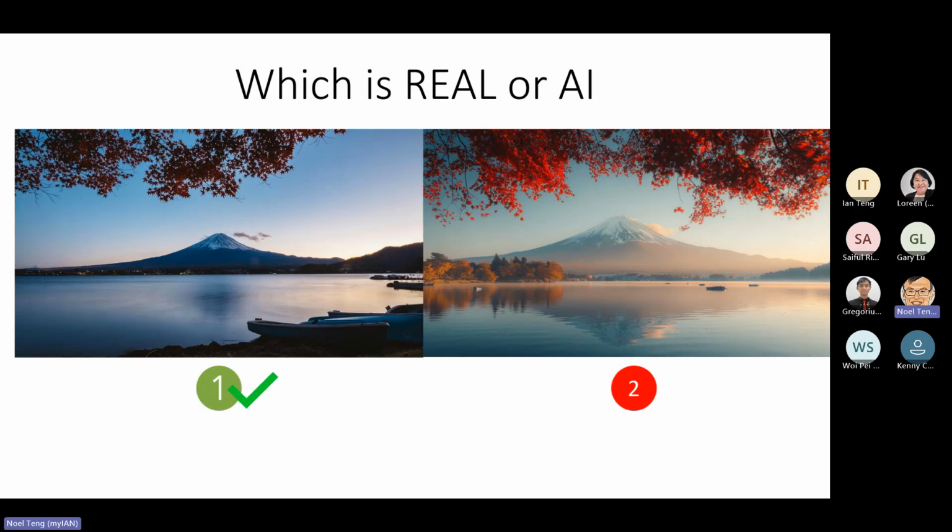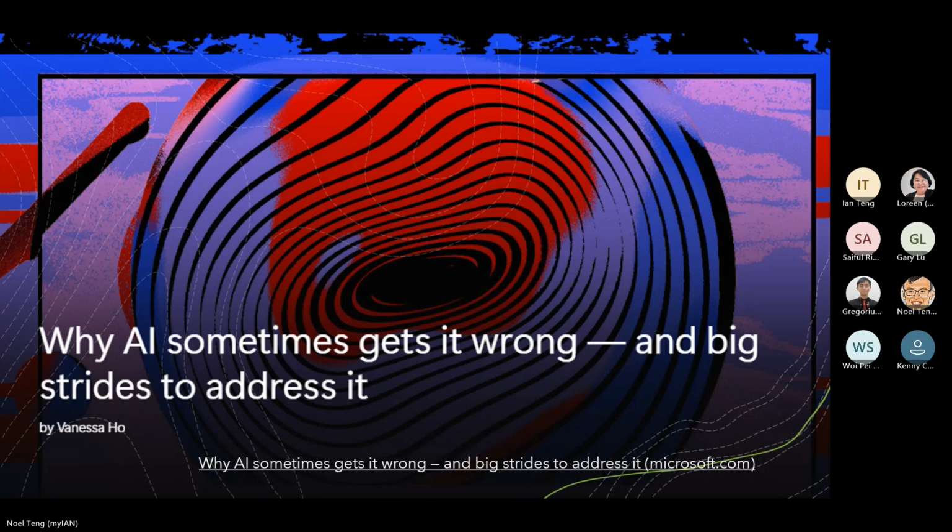Okay, now these are pictures, right? So now the point here is, why does AI get things wrong? There must be a reason, right? Why does AI sometimes get it wrong? What do you think? Anyone care to share the hypothesis or what you read?